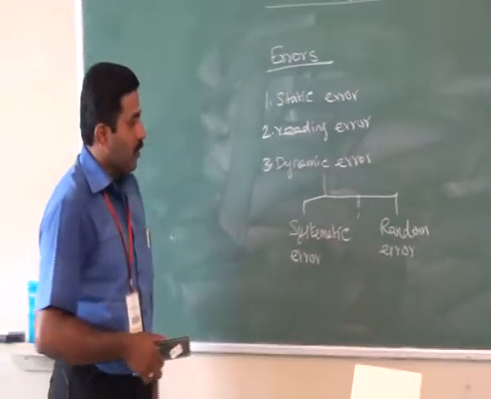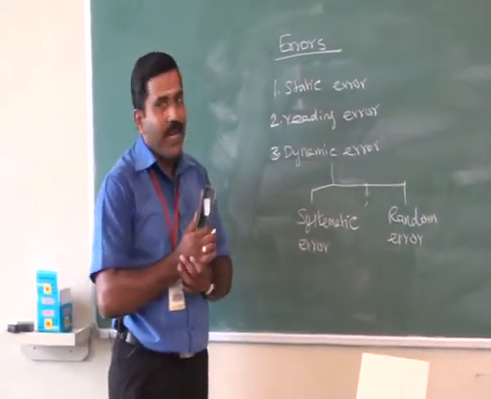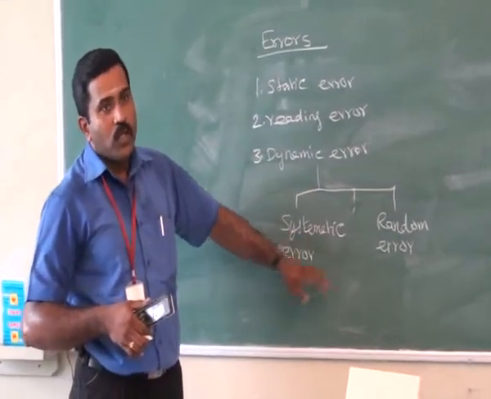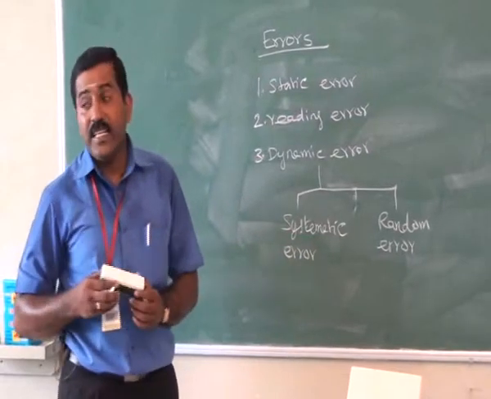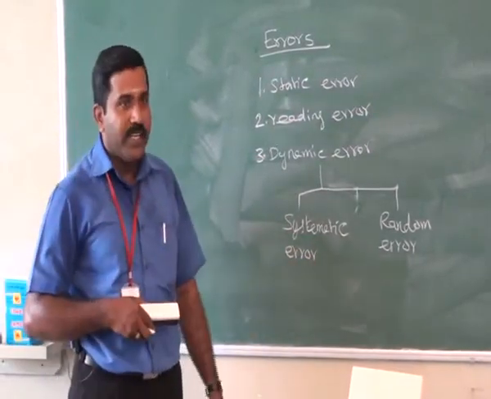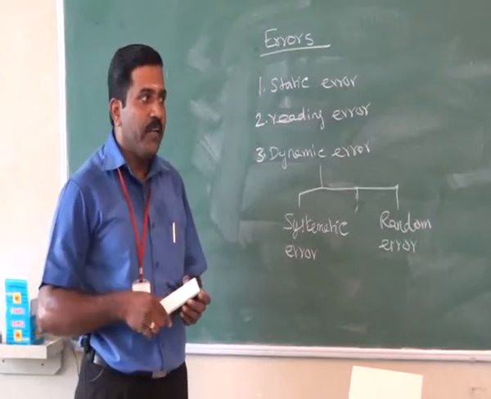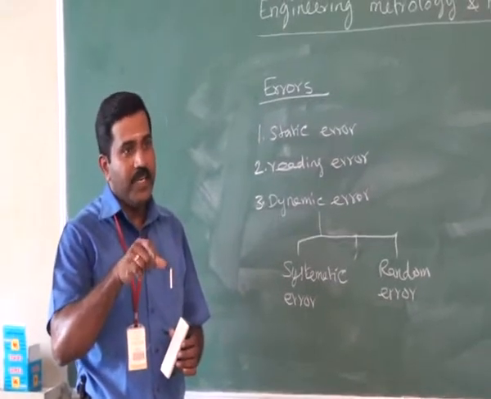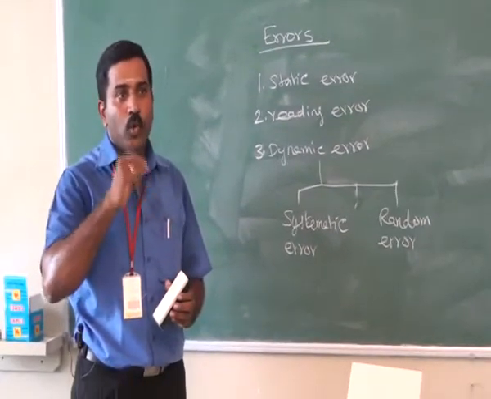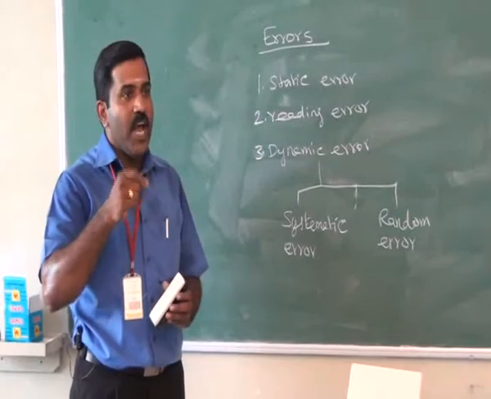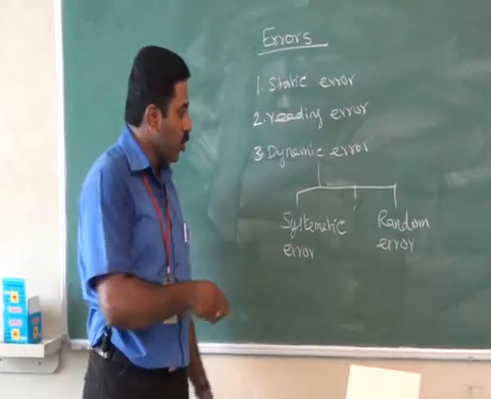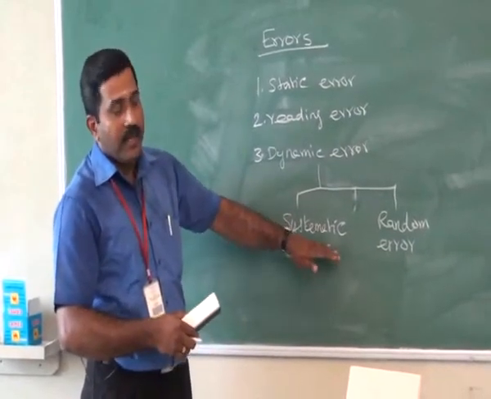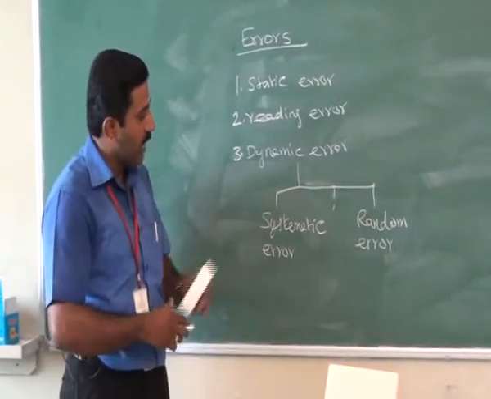There are two types of errors. What is the meaning of systematic error? Systematic error, or controllable error, is an error we can identify easily. For example, we have to manufacture a component, one of the gears, and we have to measure the gears. After completing two or three teeth, it gives a different value. That is the systematic error. It is easy to identify the error.